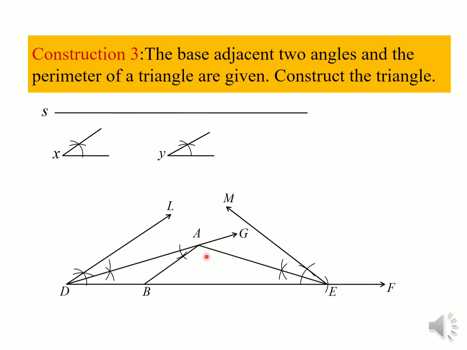Again at point A we draw angle EAC, which is equal to angle AED, and AED is half of angle Y. Let AC intersect DE at point C. Therefore, triangle ABC is the required triangle. I will also show this construction using compass, pencil and scale at the end of my lecture.